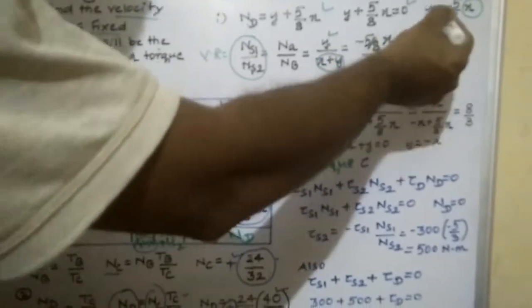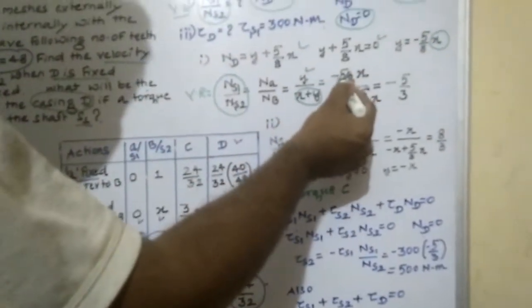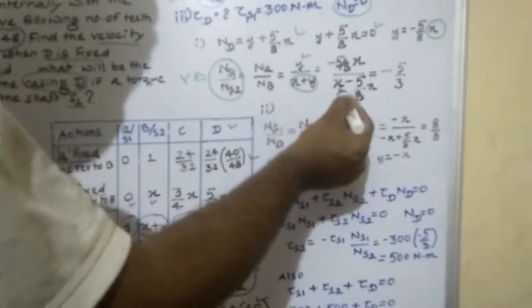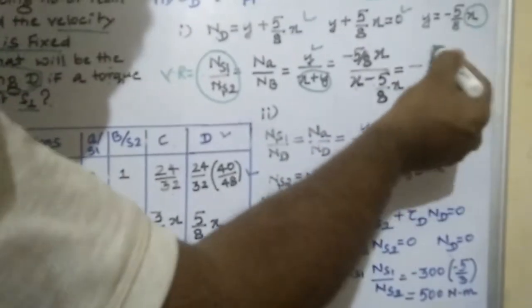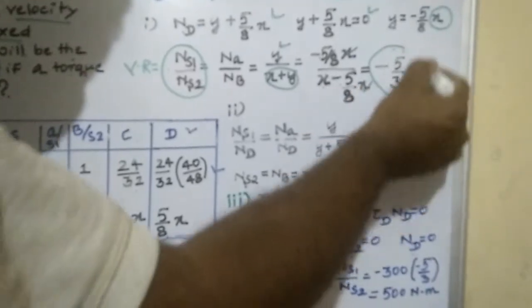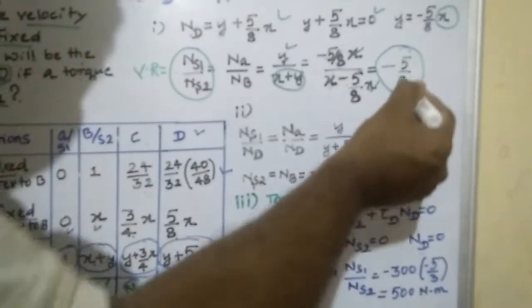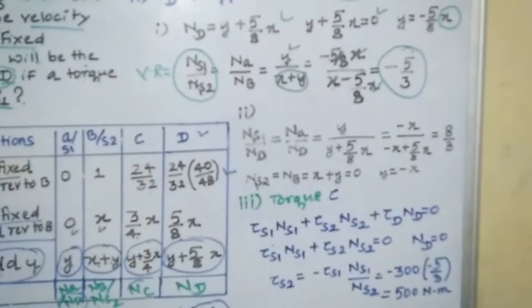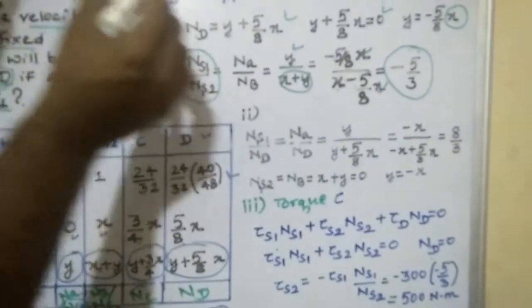Then I kept it in the form of y. y is minus 5 by 8 into x, so x minus 5 by 8 into x. The x gets cancelled, and the velocity ratio comes as minus 5 by 3. Then come to the second one.